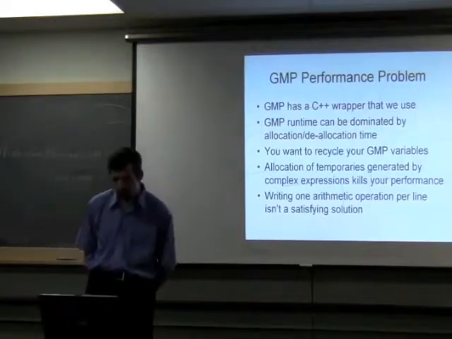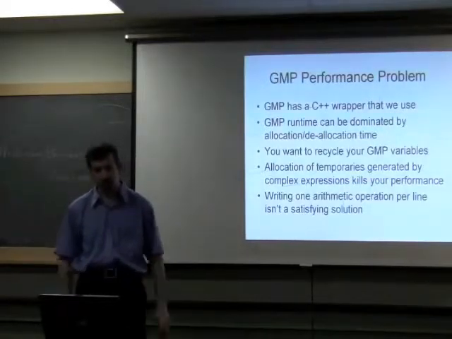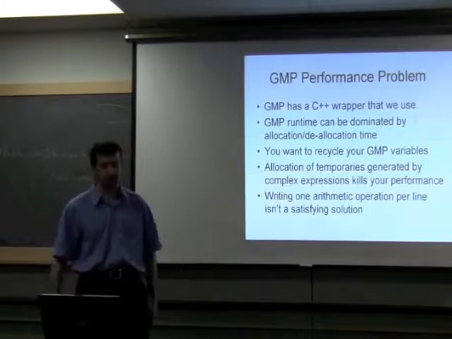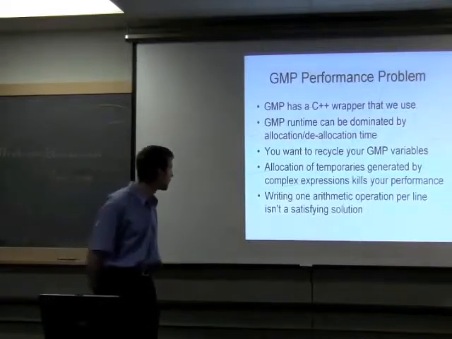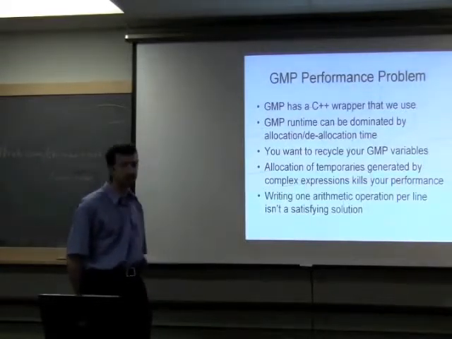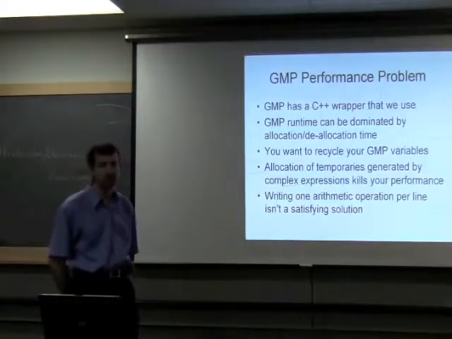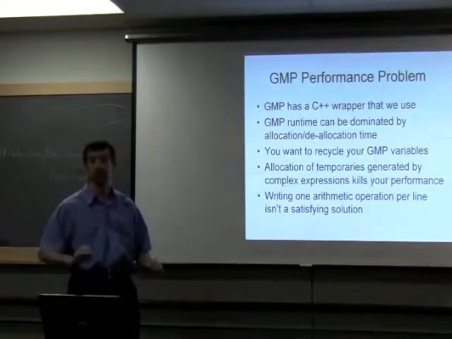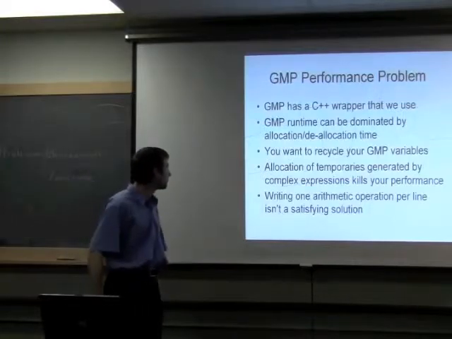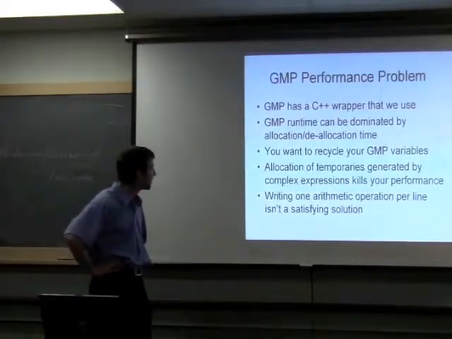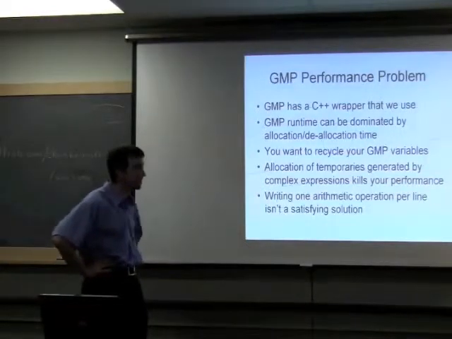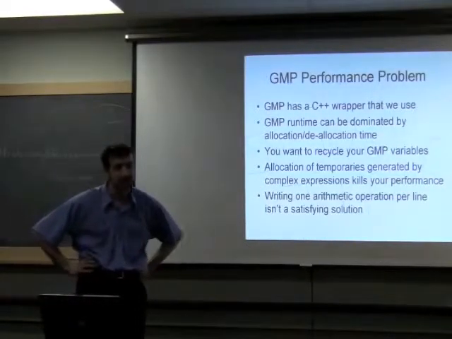There's this performance problem with GMP. It has a nice C++ wrapper that turns it into a regular numerical data type, and it even has expression templates to deal with some of the copy. And now we have move and everything should be wonderful, but it turns out eliminating the copy almost gives you nothing because GMP runtime can be dominated by your allocation and deallocation time.